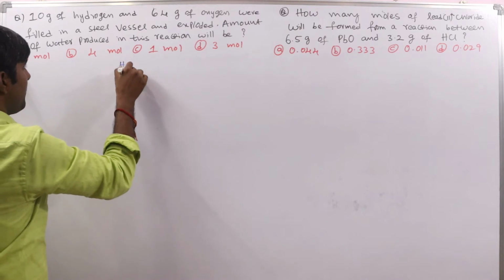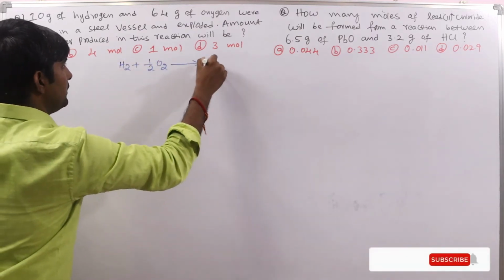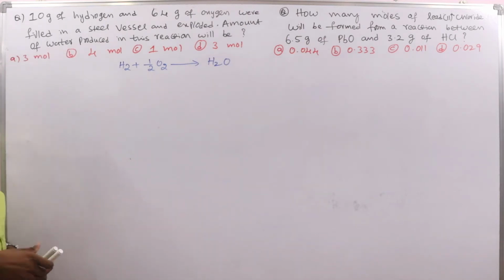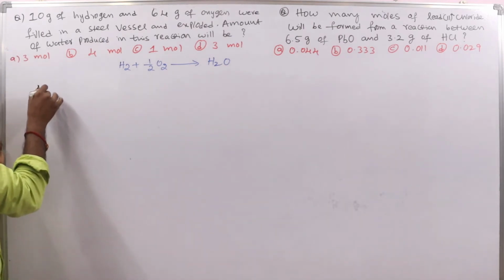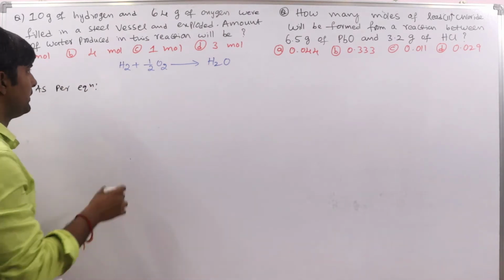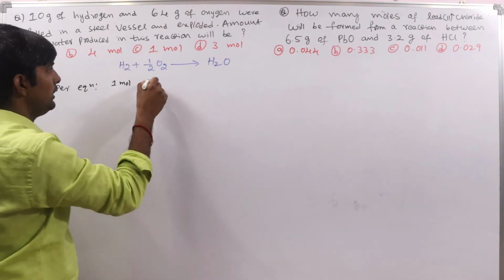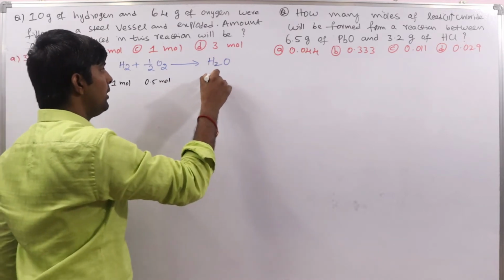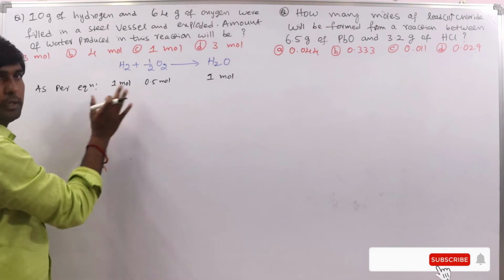Hydrogen plus oxygen gives water. Hydrogen plus oxygen gives water. So here the first thing we have to do is the same thing. As per the given equation, 1 mole hydrogen reacts with 0.5 mole oxygen to form 1 mole of water.